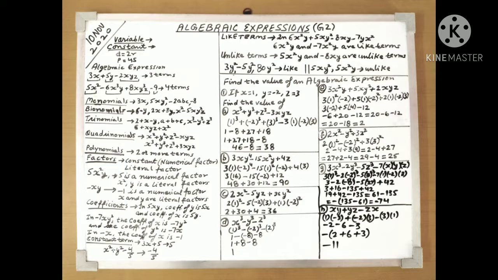First thing I have written is variables and constants. In algebra, we come across two types of symbols which we call constants and variables. A symbol which has a fixed numerical value is called a constant, and a symbol which takes on various numerical values will be known as a variable.